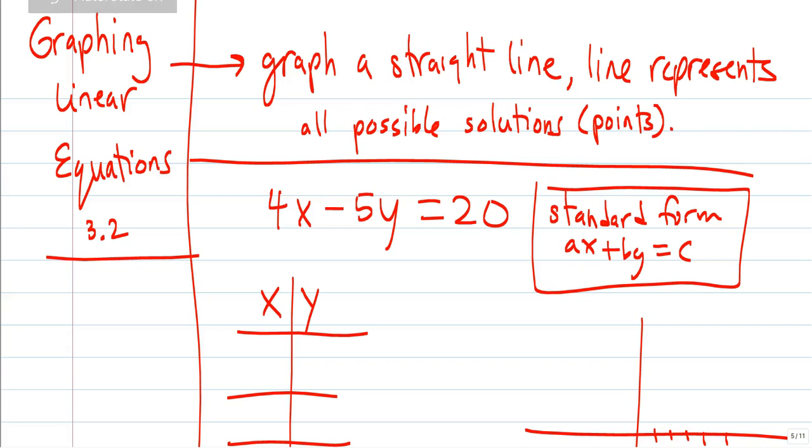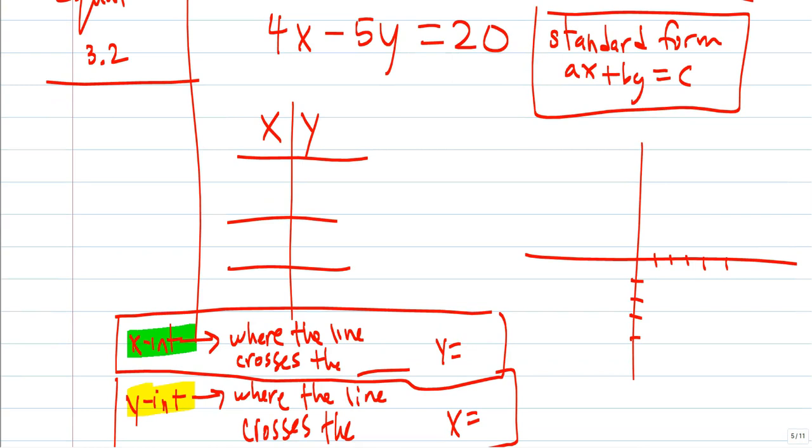So for section 3.2, we're going to be graphing linear equations, not just finding some points and checking points. In this situation, we're going to be graphing a straight line. All the equations we're dealing with are linear, and a line is going to represent all possible solutions, all possible points that we could check. They're going to start by giving us the equations, kind of like in the same form we did last time, where it's a standard form, ax plus by equals c.